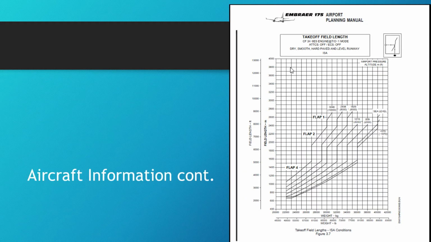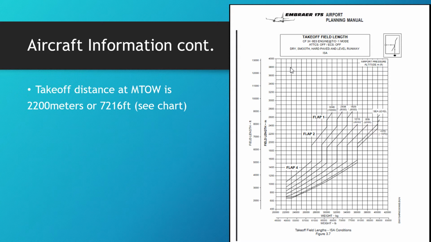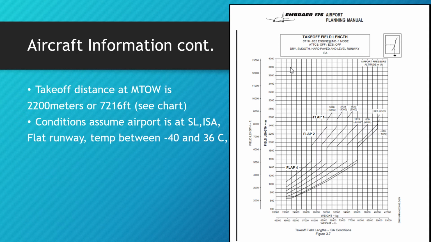All right, so a little bit of the aircraft information continued here. This chart on the side is what I used in order to calculate the takeoff distance at max takeoff weight, assuming dry, smooth, hard pavement and a level runway, and came up with 2,200 meters, or 7,216 feet.